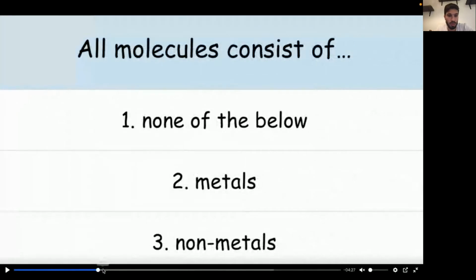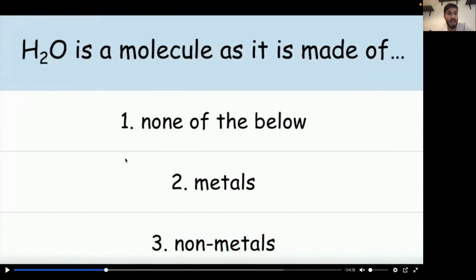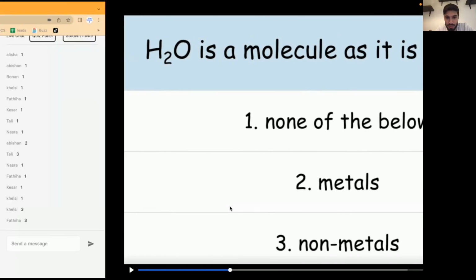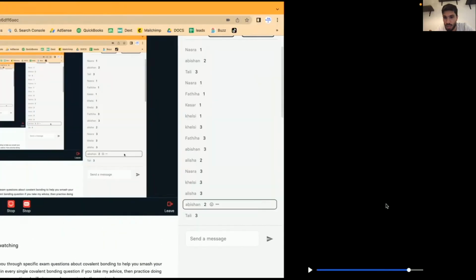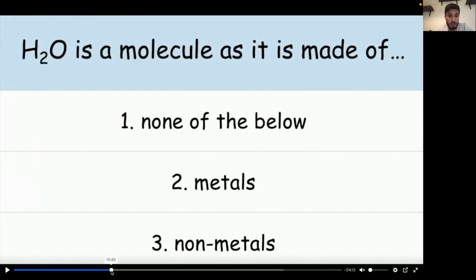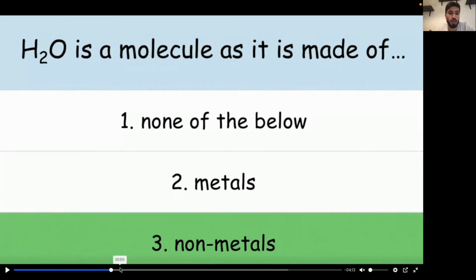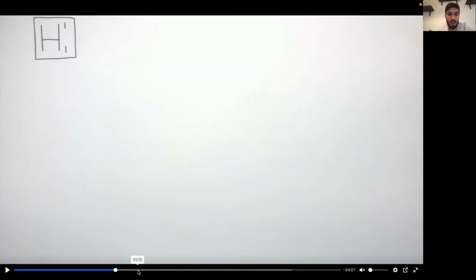Okay, we're going to move on from that one. H2O is a molecule as it is made of what? 1, 2, or 3? 3, 2, 1, and go. The answer is non-metals. H2O is a molecule because it's made of non-metal atoms.